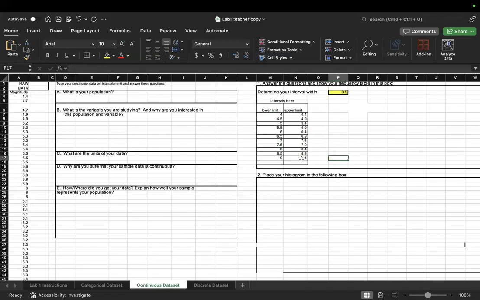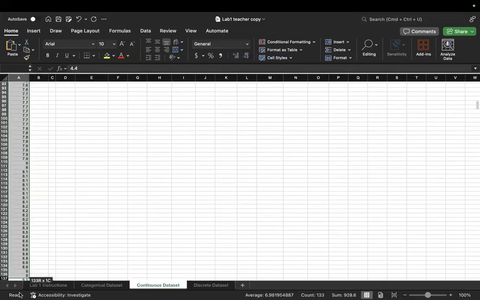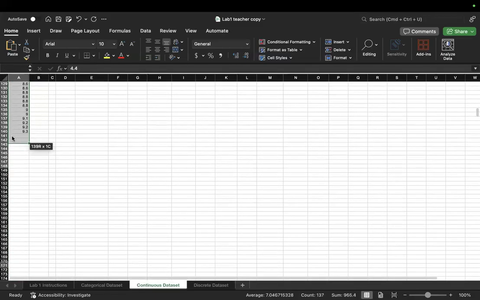Histograms can be a little bit trickier. I'm going to walk you through it as slowly as I can. I'm going to highlight all of my data. There's a lot of it. I'm going to highlight all of this. There we go.